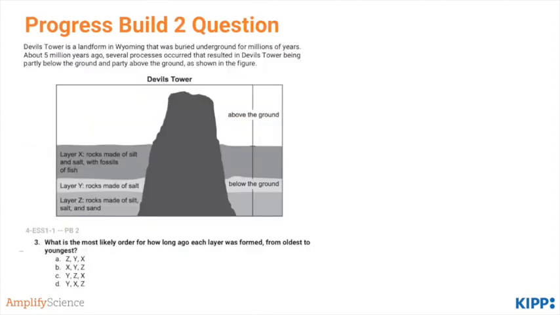Alright, on to Progress Build 2, which this question assesses. Take a minute to read it over and check back here, pausing now. You should have marked A, where the lower layers were formed earlier and the upper layers later on.